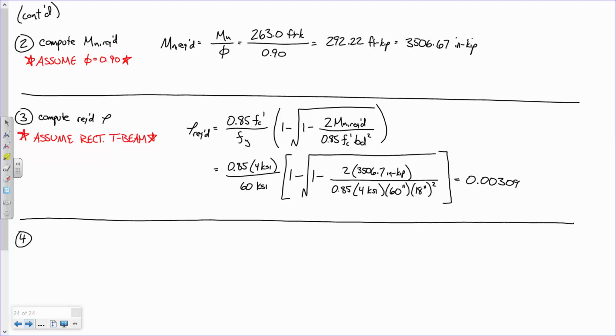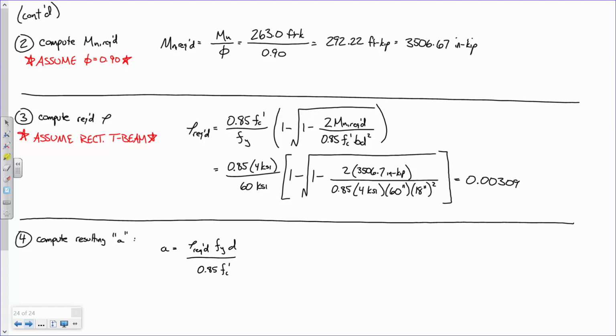Now watch this. Now this is what's nifty, okay? Our next step, and this is new for T-beams, is to compute the resulting A. Now we do that, it's a pretty simple formula, so A is rho FYD over 0.85 FC prime.